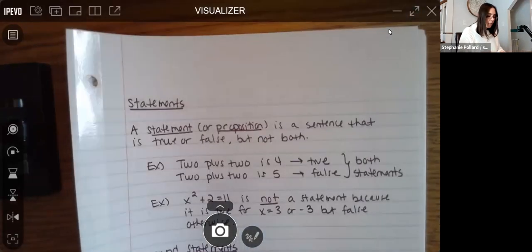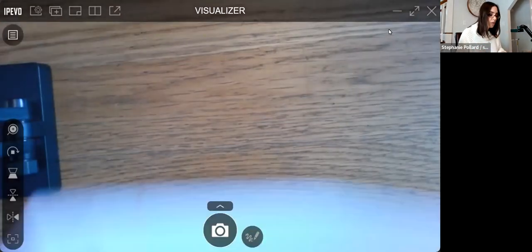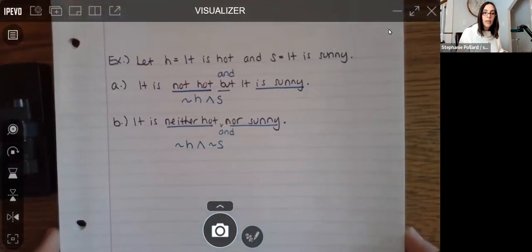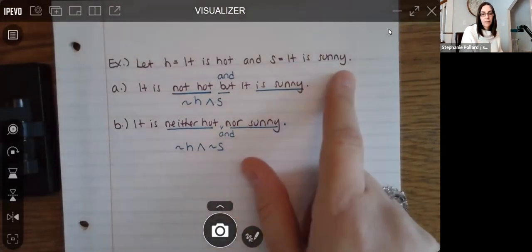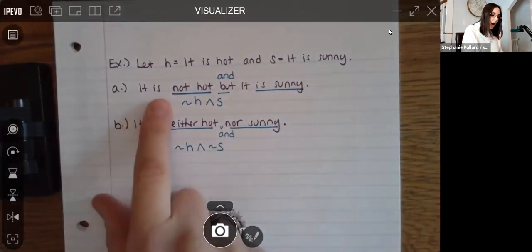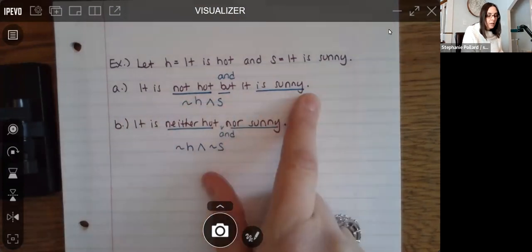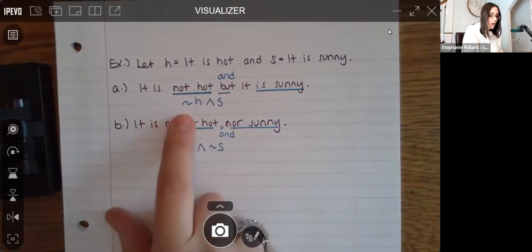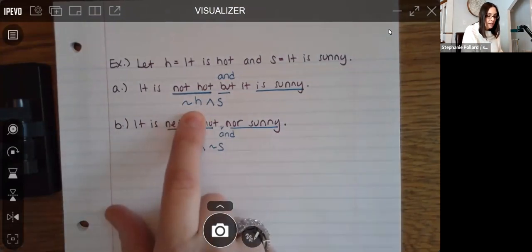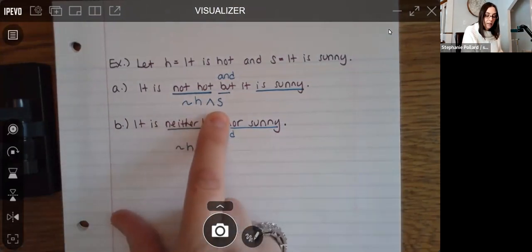And we left off with this example, just to start getting used to using this shorthand notation. Let H be the phrase, it is hot, and let S be the phrase, it is sunny. It is not hot, but it is sunny. Again, but is another way to think of and. So we can write this as not H, not hot, and S, sunny.